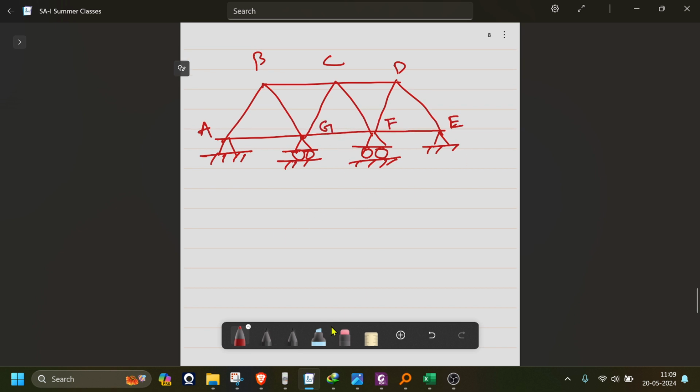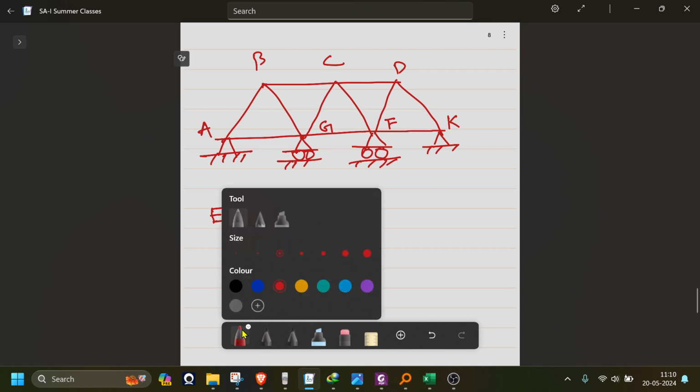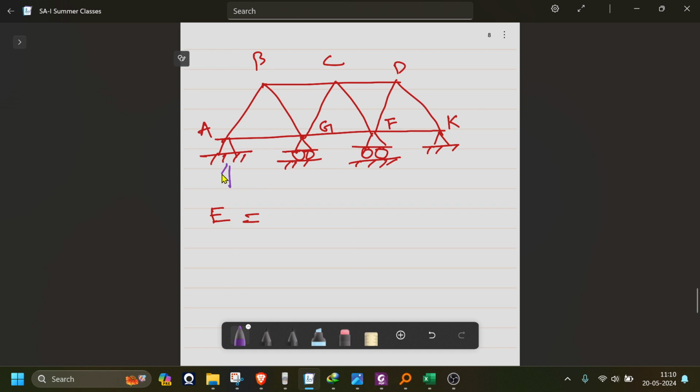And instead of E, let's label it K. So how much will the external indeterminacy be? 6 minus 3, that is 3. How is it 6 minus 3? Because here 2 reactions, here again 2 reactions, and here 1 reaction, here 1 reaction. So it is 6 minus 3, that is 3.